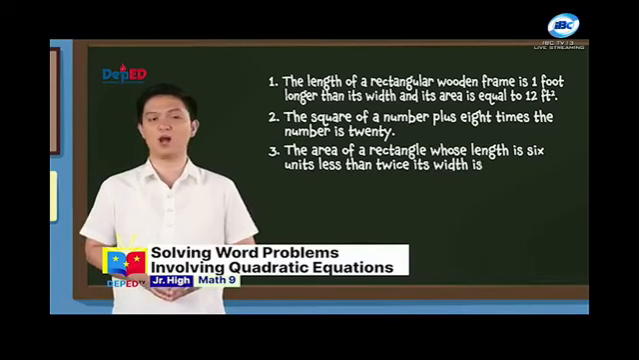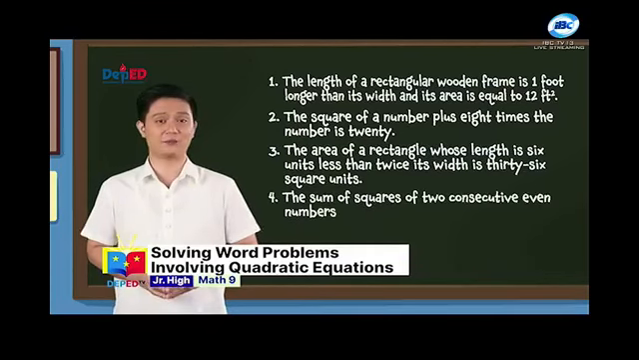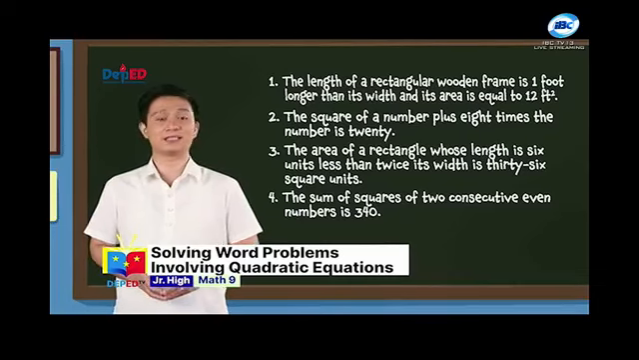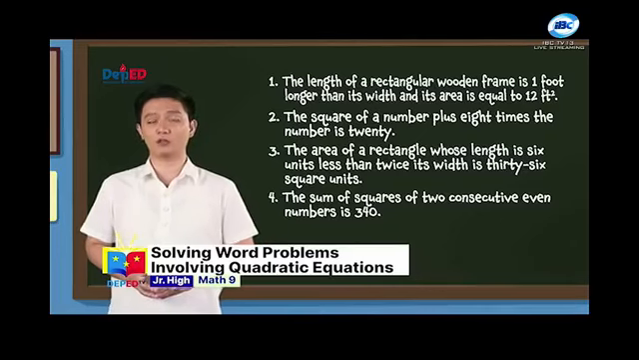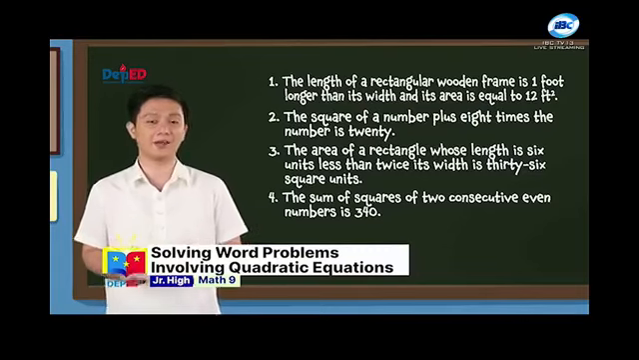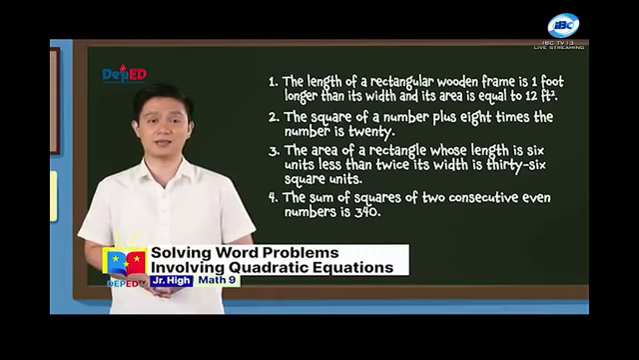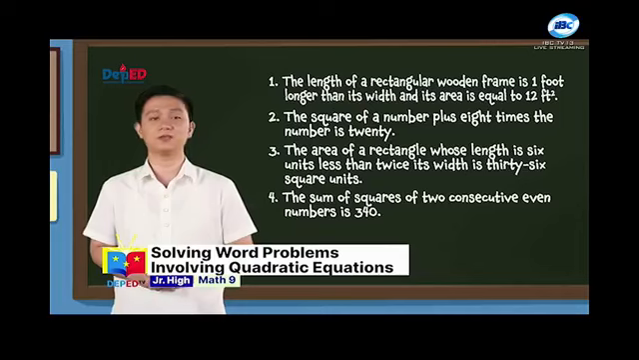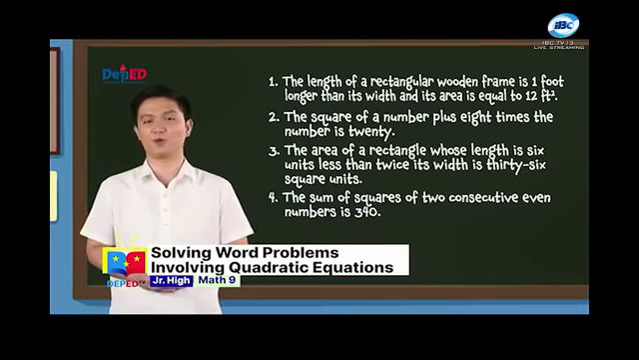We have sentence number 1. The length of a wooden frame is 1 foot longer than its width and its area is equal to 12 square feet. Sentence number 2. The square of a number plus 8 times the number is 20. The area of a rectangle whose length is 6 units less than twice its width is 36 square units is in sentence number 3. The sum of squares of 2 consecutive even numbers is 340 is verbal sentence number 4.